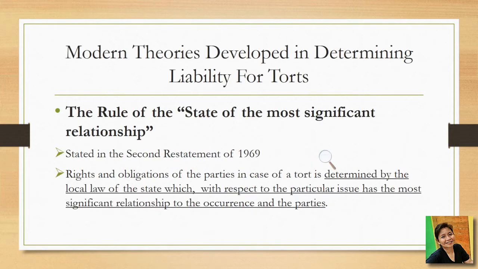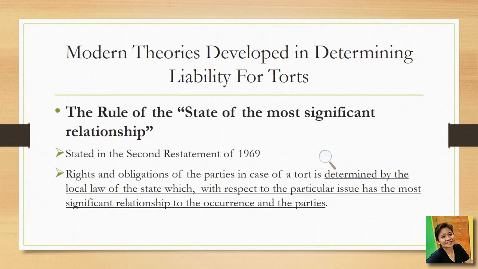Now, because of the difficulty in determining where the locus delicti is, some modern theories have been developed in determining liability for torts. The first rule is the rule of the state of the most significant relationship. This rule, as stated in the Second Restatement of 1969, is that the rights and obligations of the parties in a case of tort is determined by the local law of the state, which with respect to the particular issue has the most significant relationship to the occurrence and the parties.